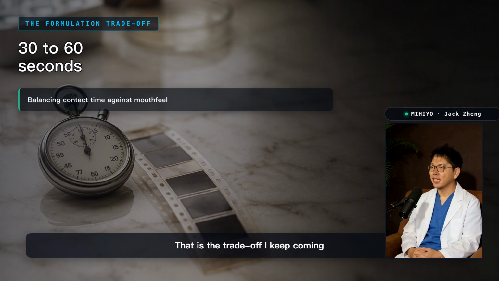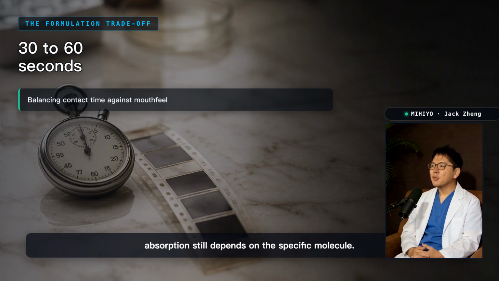That is the trade-off I keep coming back to in the lab, dwell time versus mouthfeel. We use a 30 to 60 second disintegration target to balance real mucosal contact time against a film that does not turn gummy in the mouth, though whether that window changes absorption still depends on the specific molecule.